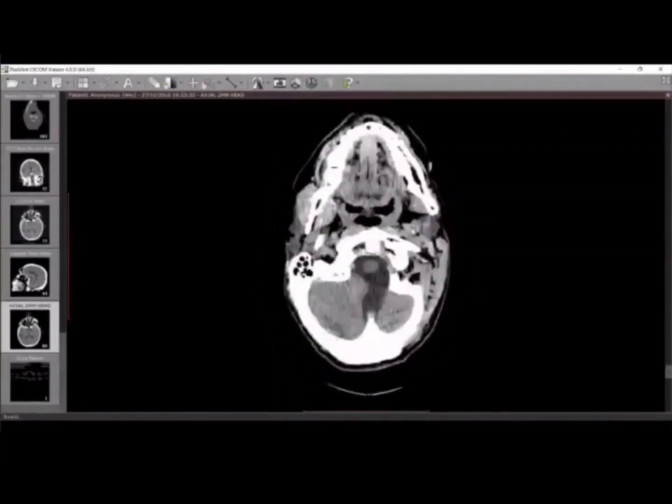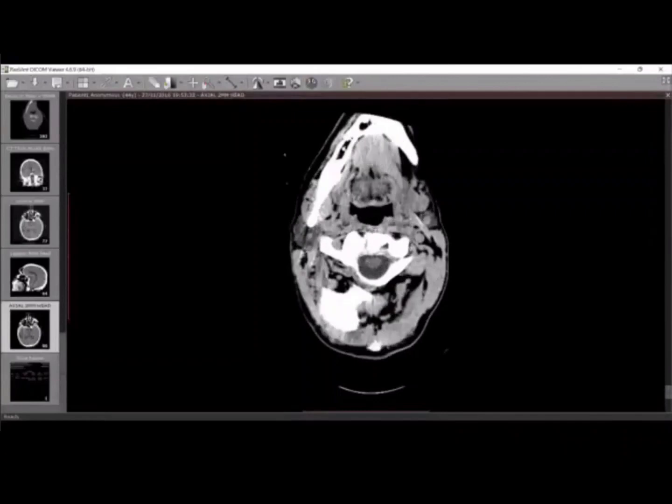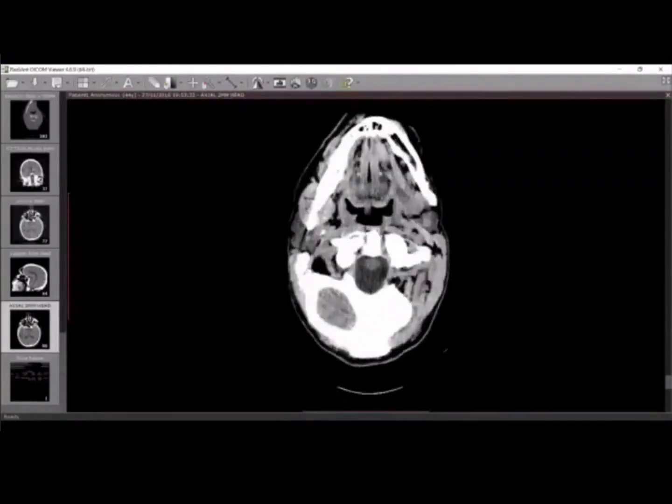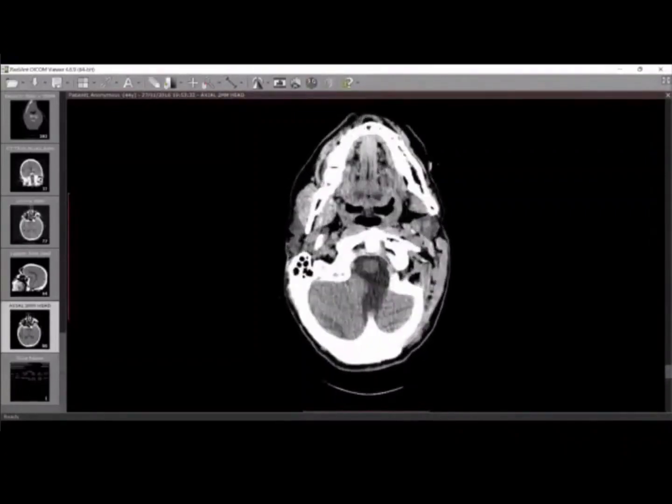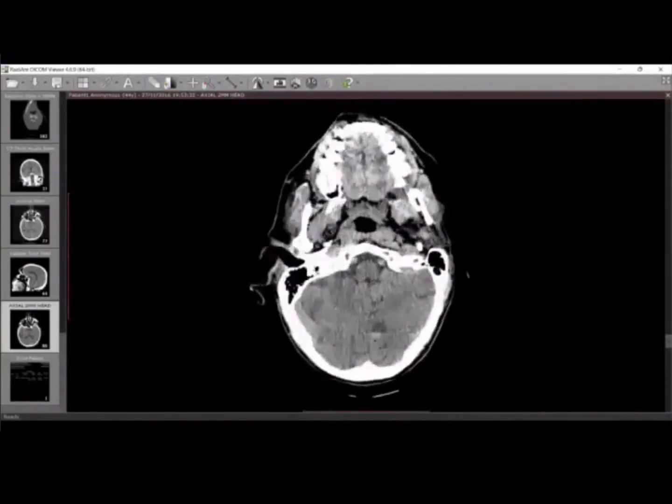So I've been provided with axial CT brain images unenhanced in a patient with CT trauma. I'm going to scroll through the images once before I start describing my findings.